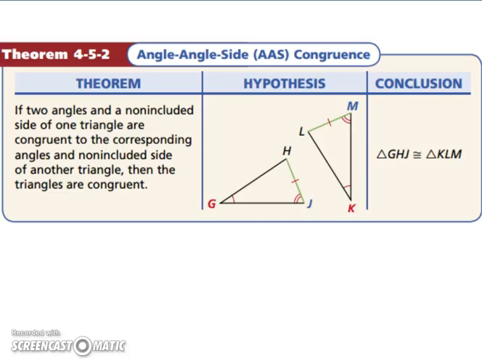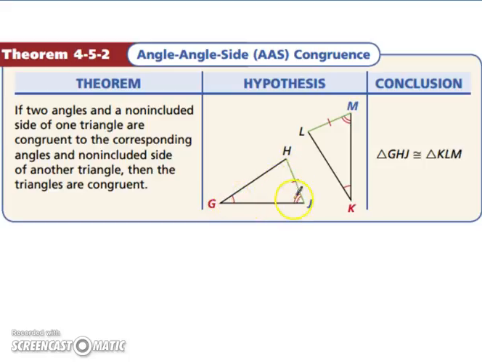Let's look at the angle angle side theorem. This is the only one that you technically need to prove. If two angles and a non-included side of one triangle are congruent to the corresponding angles and non-included side of another triangle, then the triangles are congruent. As a hint, you would use the third angles theorem and then prove that this is possible by angle side angle. Because the third angles have to be congruent in a set of triangles, you'd have the angle side angle postulate to back it up, and that is why angle angle side actually works.